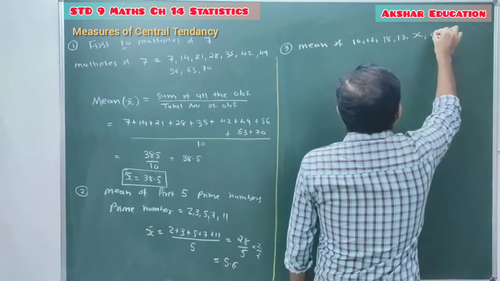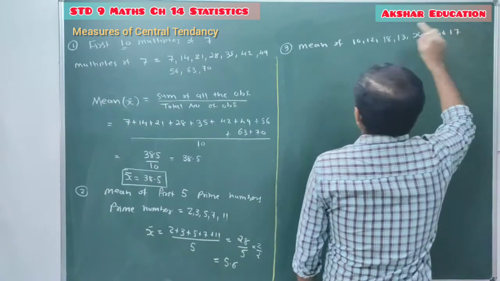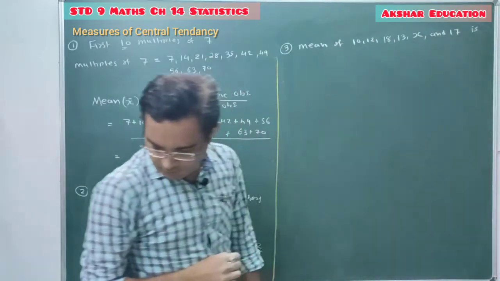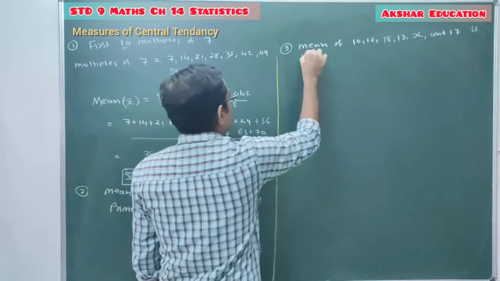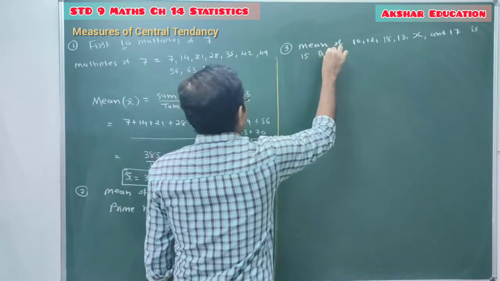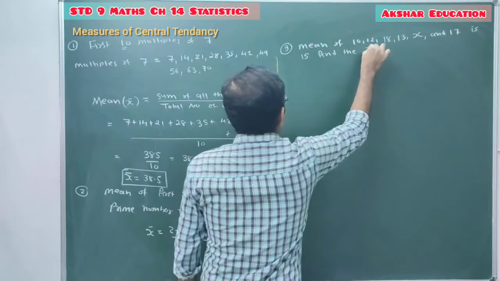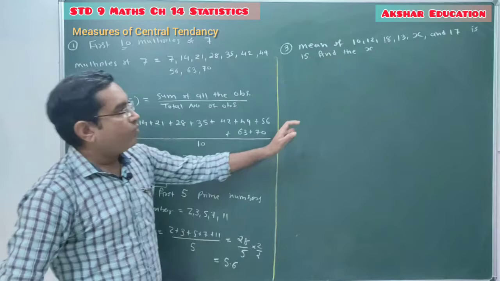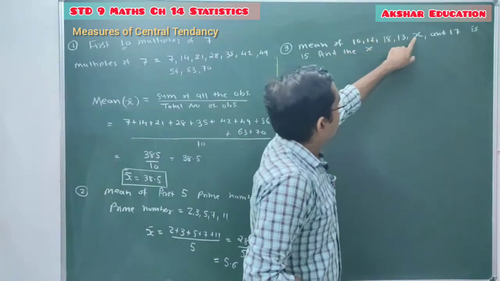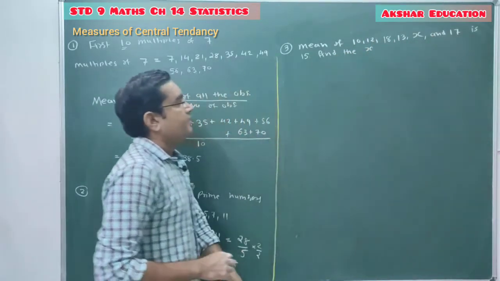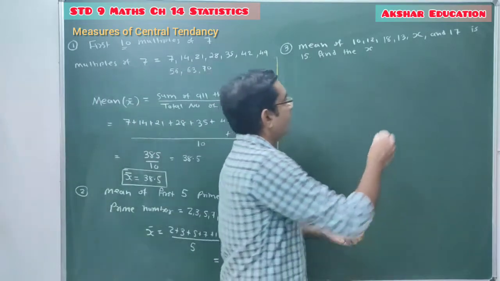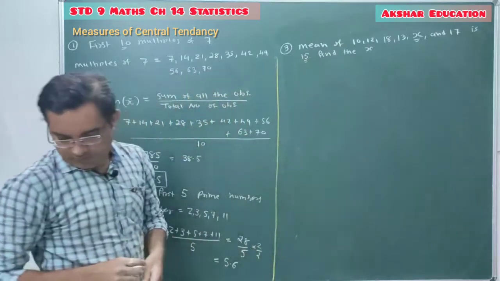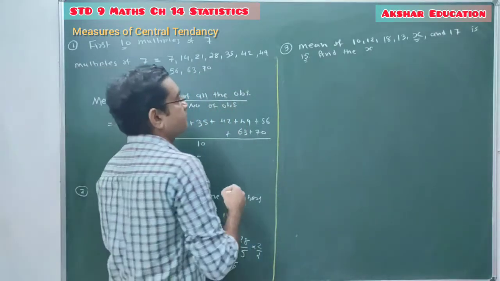x and 17. The mean of this observation is given. The mean of this given observation is 15. Find the value of x. One observation is unknown. So total number of observations are 1, 2, 3, 4, 5, 6. 6 observations are there. Out of 6 observations, one observation x is unknown and its mean is given. Find the value of x.